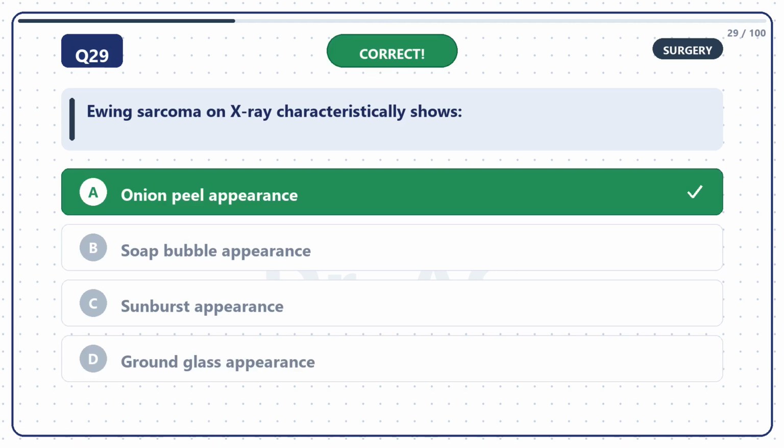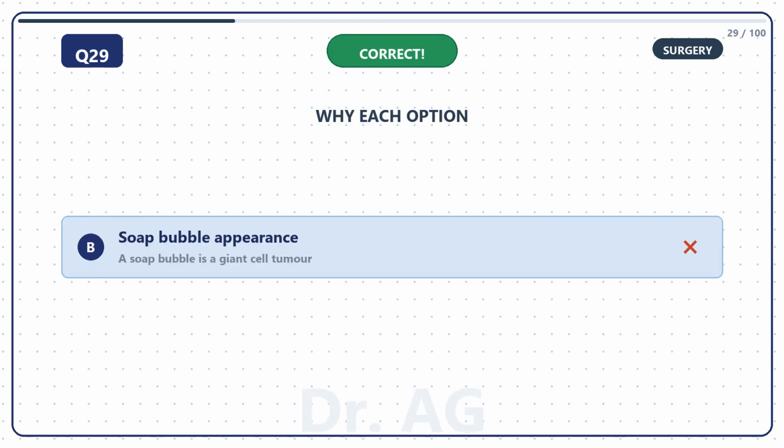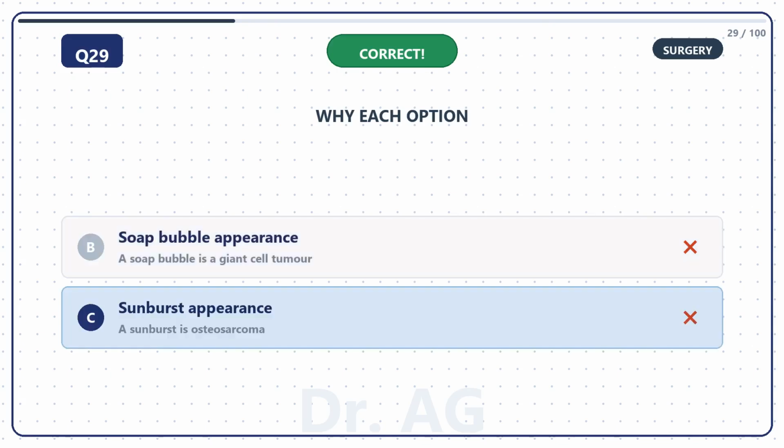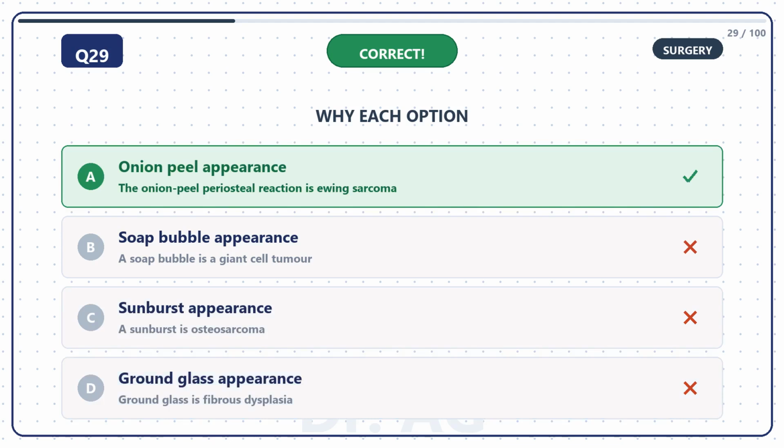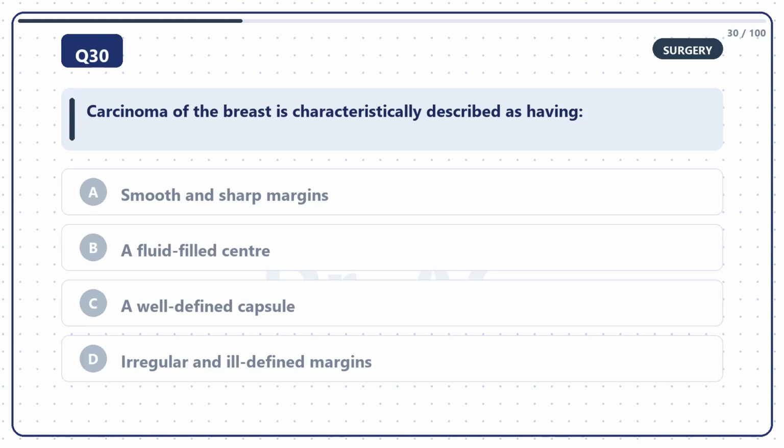Onion peel appearance. Soap bubble appearance. A soap bubble is a giant cell tumor. Sunburst appearance. A sunburst is osteosarcoma. Ground glass appearance. Ground glass is fibrous dysplasia. And the correct answer is onion peel appearance. The onion peel periosteal reaction is Ewing sarcoma. So, the right answer is option A. Onion peel appearance.